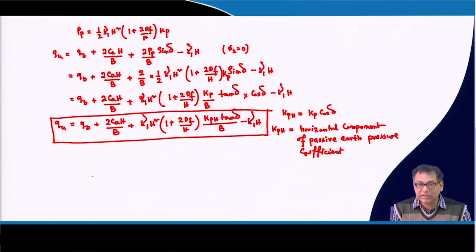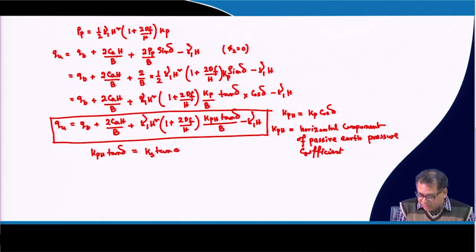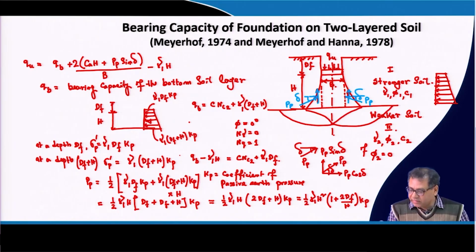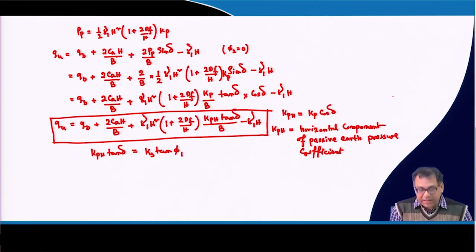Now, as I mentioned, the delta is the angle between soil versus soil. So, basically it will be the phi. That is why we can write that Kph tan delta is further written as Ks tan phi 1, because it is soil versus soil. In this layer it is soil versus soil, so the soil friction angle is phi 1. And the Kph is further represented as Ks.